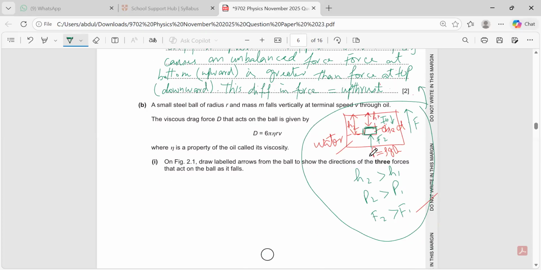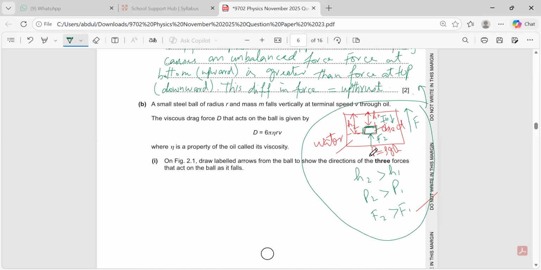Now, a small steel ball of radius R and mass m falls vertically at terminal speed. Now, this is important. Terminal speed V through the oil. The viscous drag force, the opposing force, which is always in the opposite direction to the motion of the body on the ball, is given by D is equal to 6 pi eta RV. Eta is the viscosity of the oil.